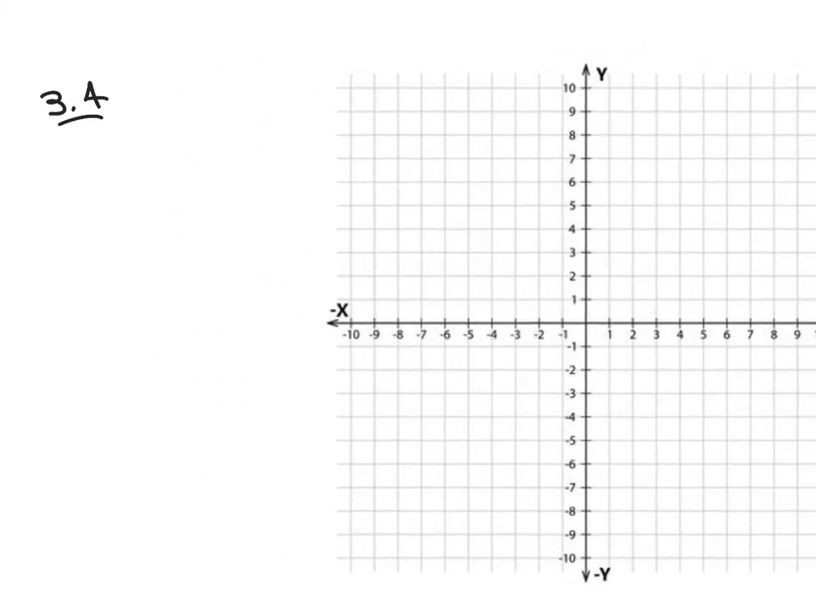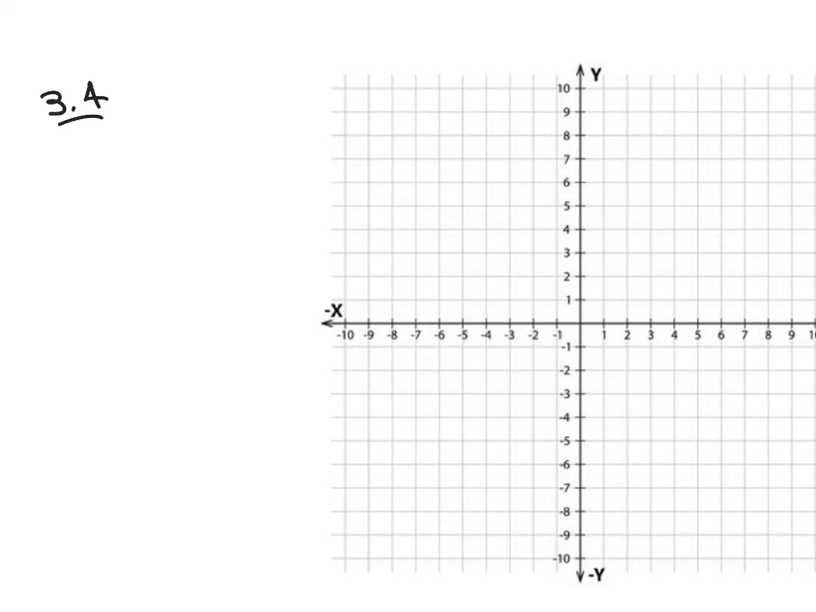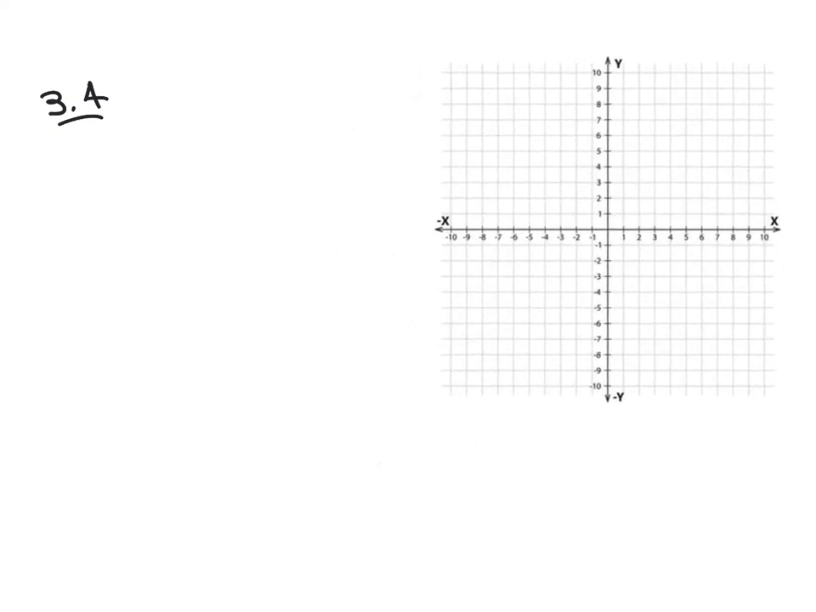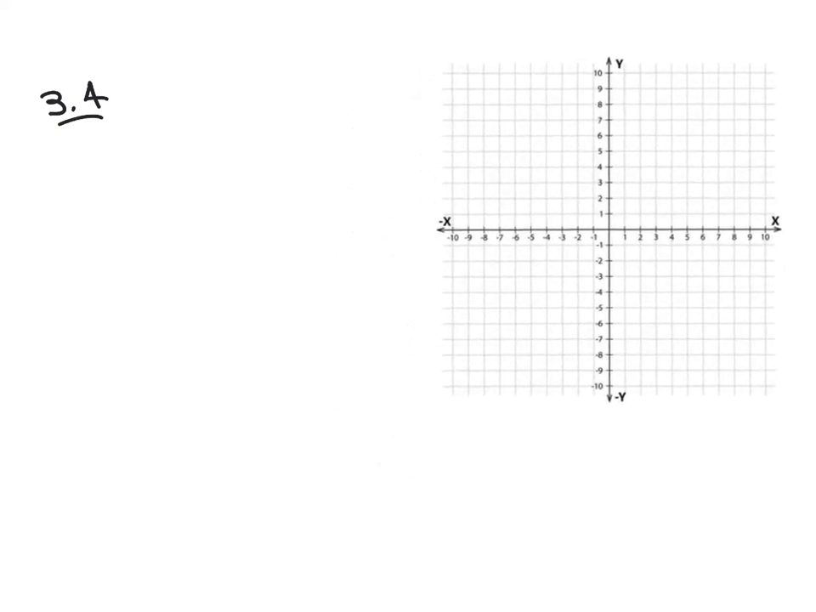Now we're going to do linear inequalities in two variables, which means a little bit different. Let me get a graph up here. It means that we're going to graph an inequality on this graph instead of just a number line, and we are going to use x's and y's.